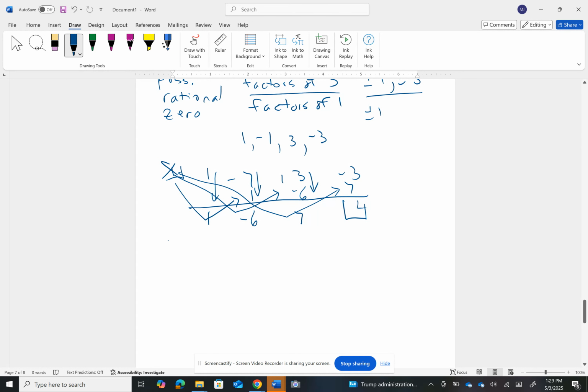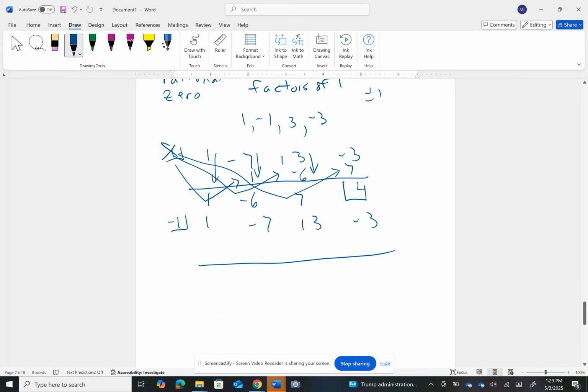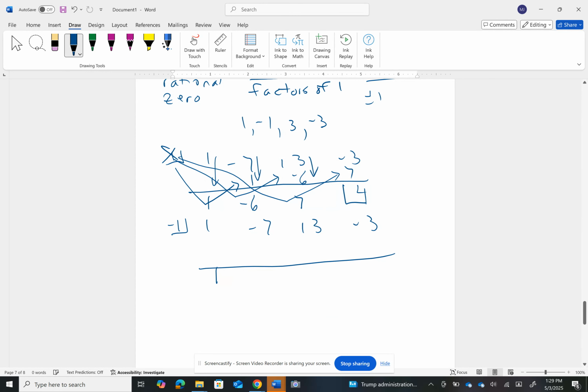So then you go and you try negative 1. 1, negative 7, 13, negative 3. Those numbers, remember, come from the coefficients of your terms originally. Okay, and then you're going to do the process again. So bring down the 1, then you'd have a negative 1 there. Then we'd get a positive 8. I can already tell this isn't going to work, so I don't need to continue. So that one's not going to wind up giving me a remainder of 0. So I'm going to move on.